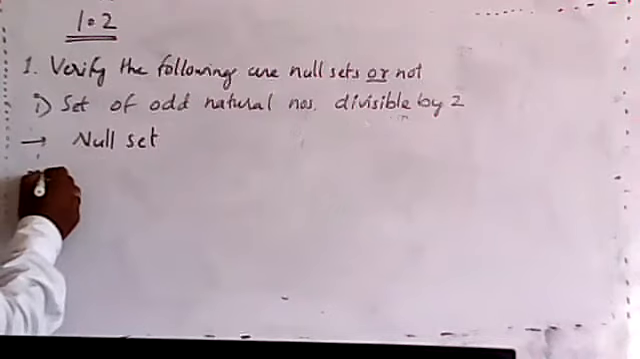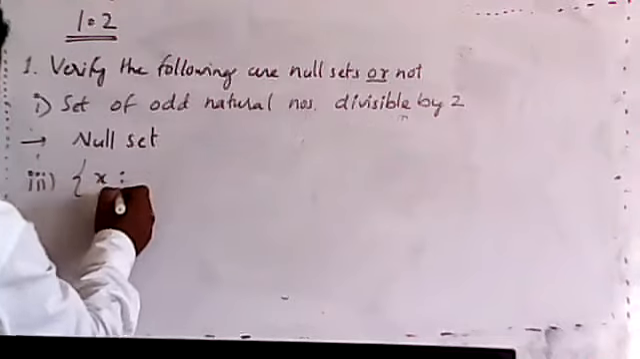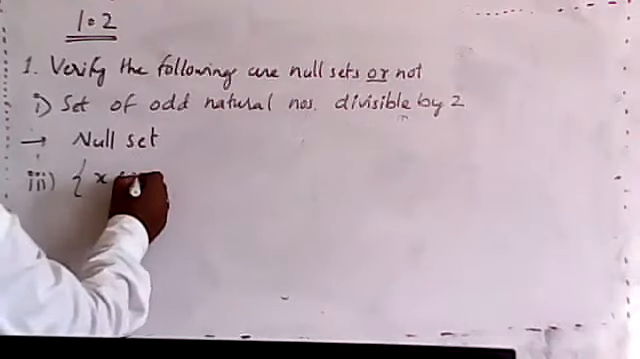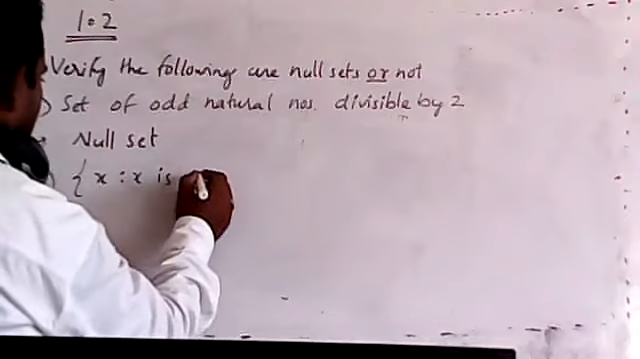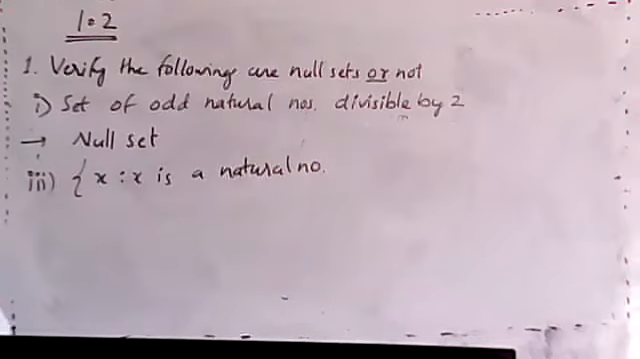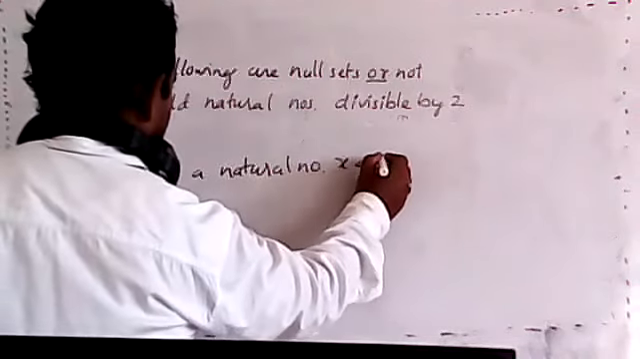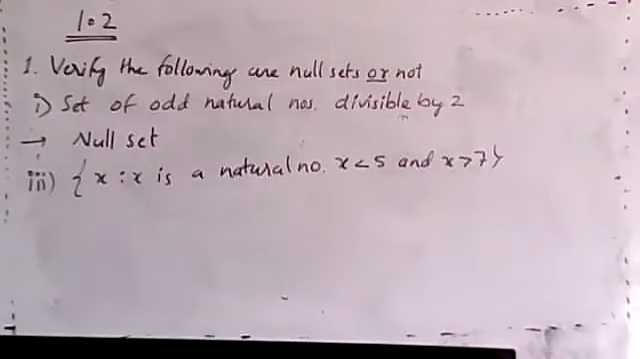Let me take one more. There is a set having all elements of x such that x is a natural number, so that x is less than 5 and the same x is greater than 7. Is it possible? There is a number less than 5, and again the same number is greater than 7. Is it possible? No. There is no such number which is less than 5 and the same number greater than 7. It is also null set.